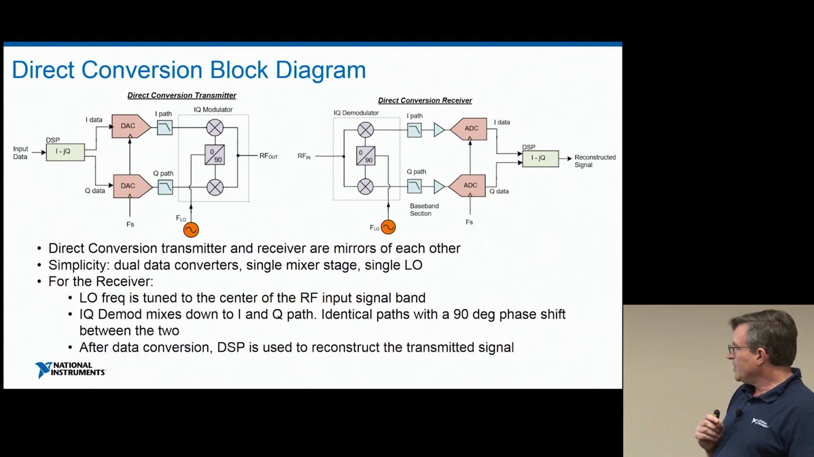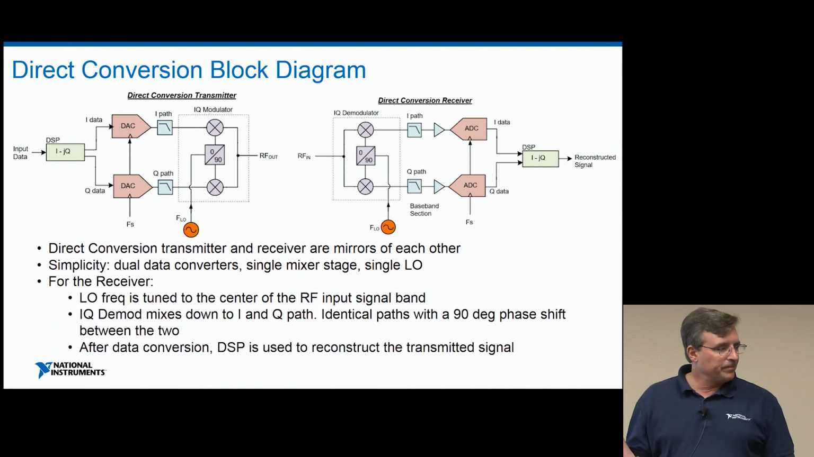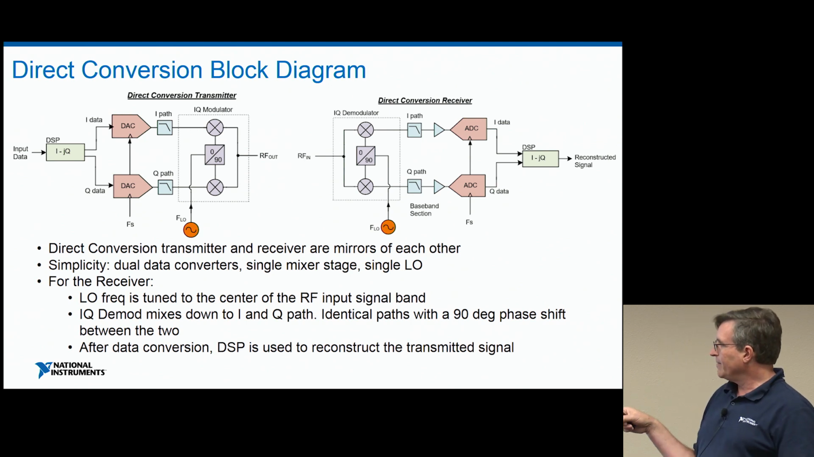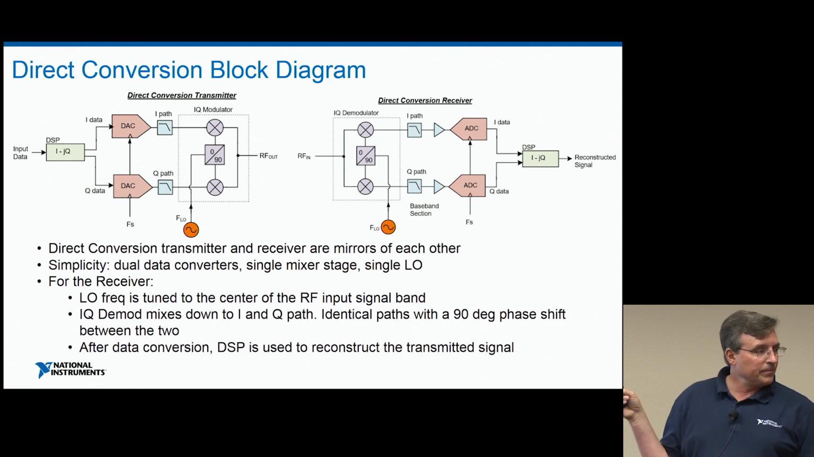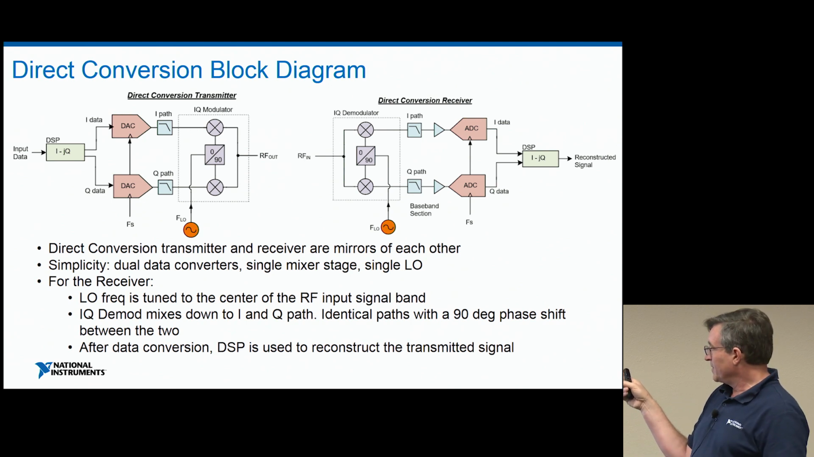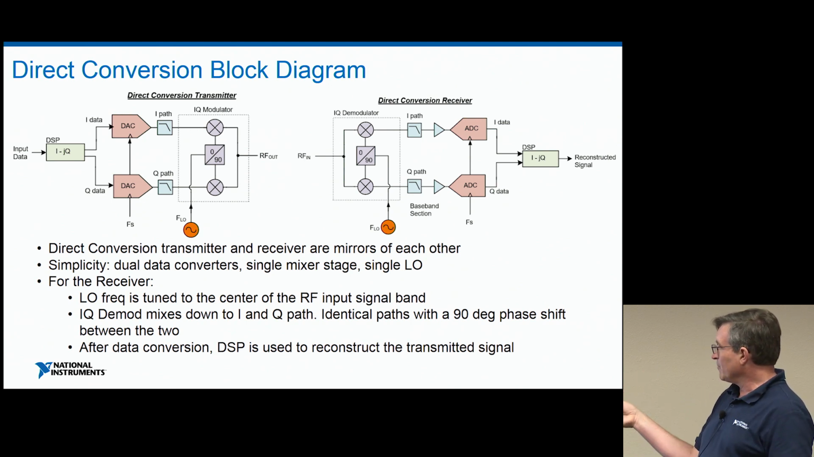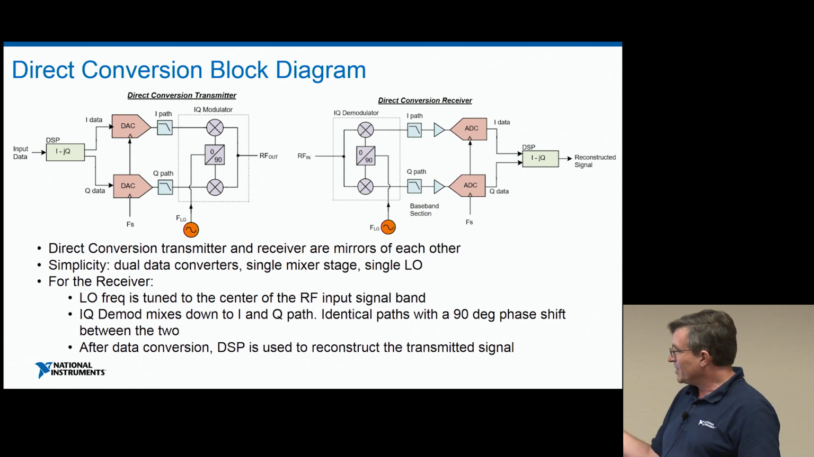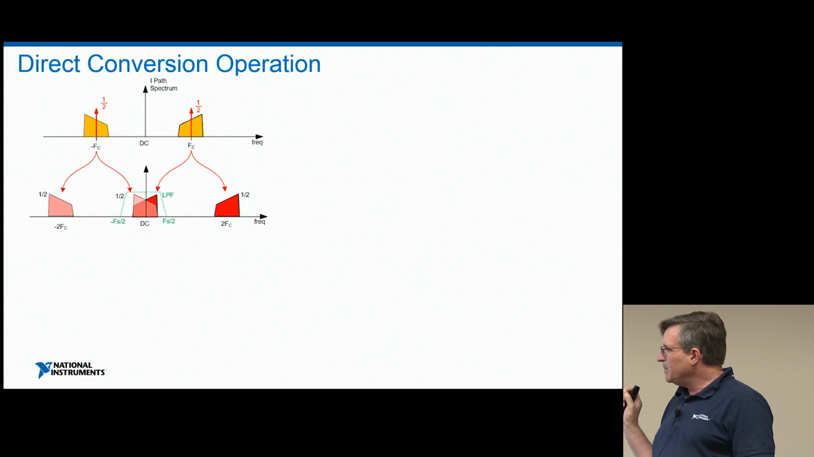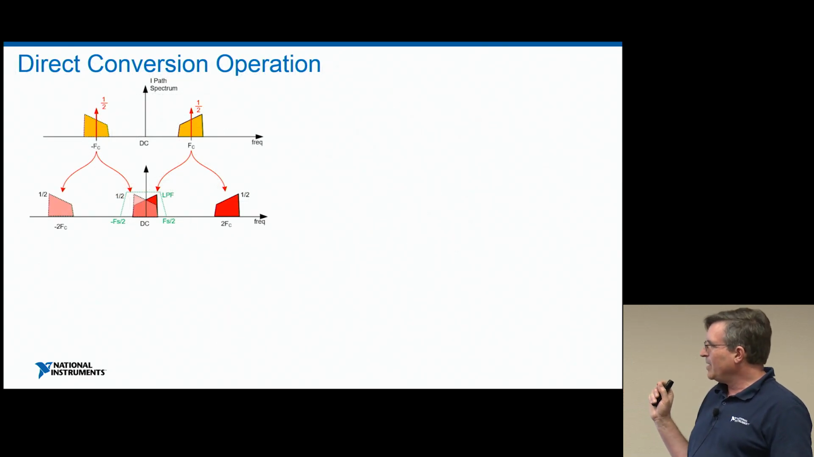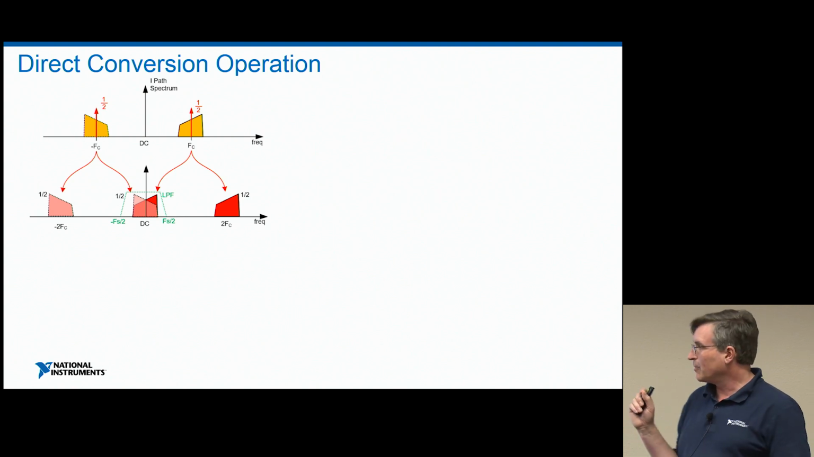The way it works for the receiver is you have some RF energy coming in, and you tune your LO to the center of that RF energy. And what that will do is it will mix down to the I and the Q paths, the in-phase and quadrature phase paths. They'll both get sampled. Once it's in the digital domain, there'll be some reconstruction going on, as shown, to get a representation of what the input signal was.